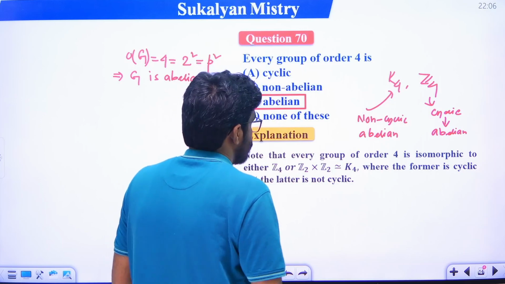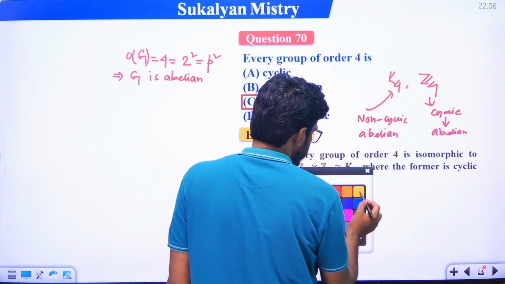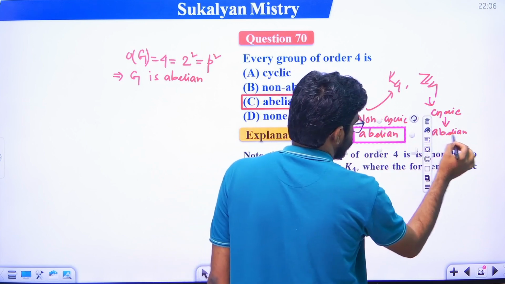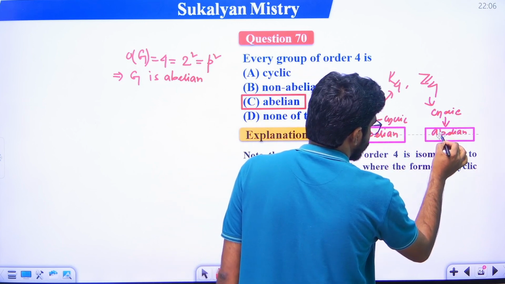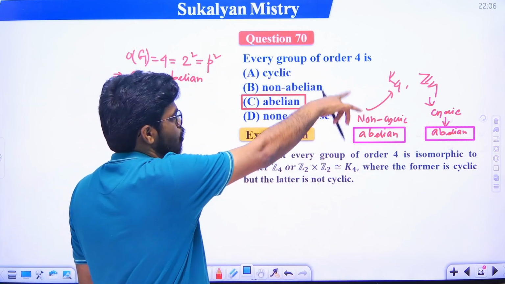Okay, so K4, Klein's 4 group, this is abelian, and as Z4 is also abelian, every group of order 4 is abelian. You can solve this problem also this way.